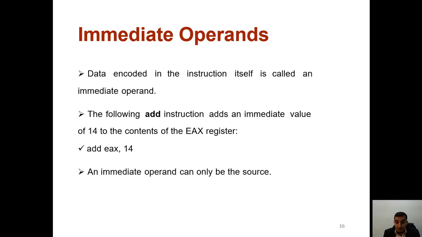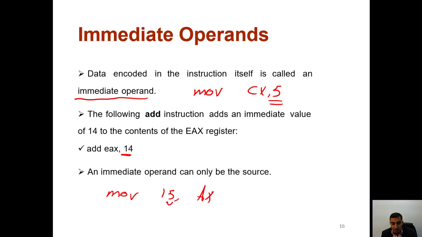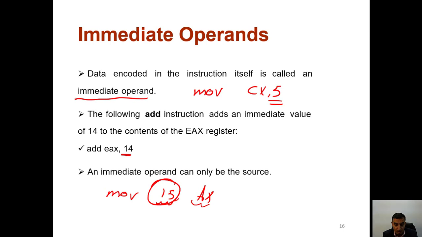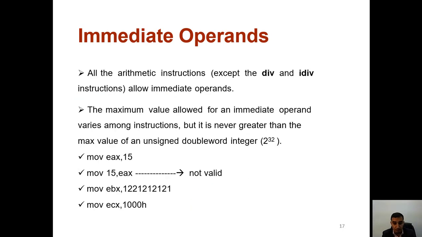Data encoded in the instruction itself is called an immediate operand. Immediate operands, such as move CX, 5. The 5 is called an immediate number. Such as also here, add EAX, 14. An immediate operand can only be a source. You cannot say move 15, AX. This value cannot be a destination. An immediate operand cannot be a destination, it can only be a source. And as a reminder, you always have your source on the right, then you have your destination on the left.